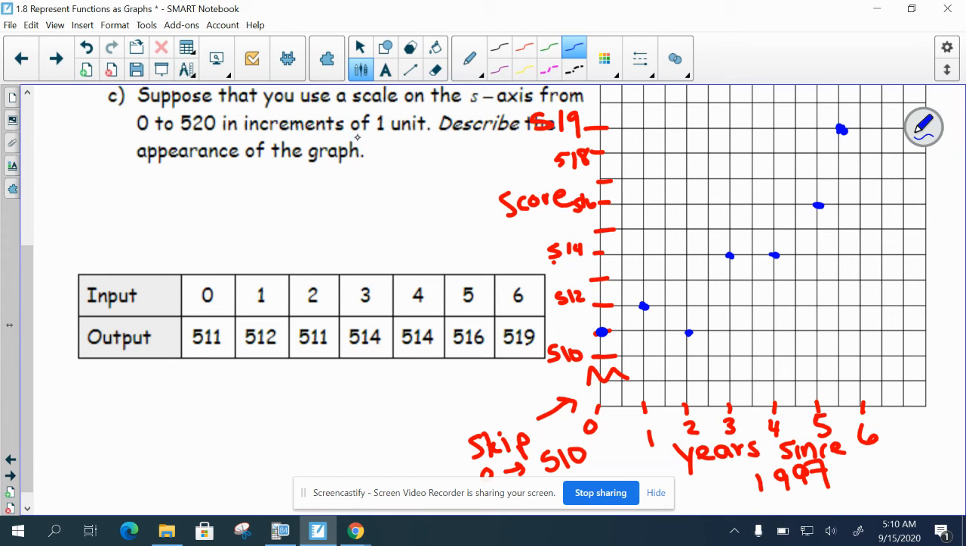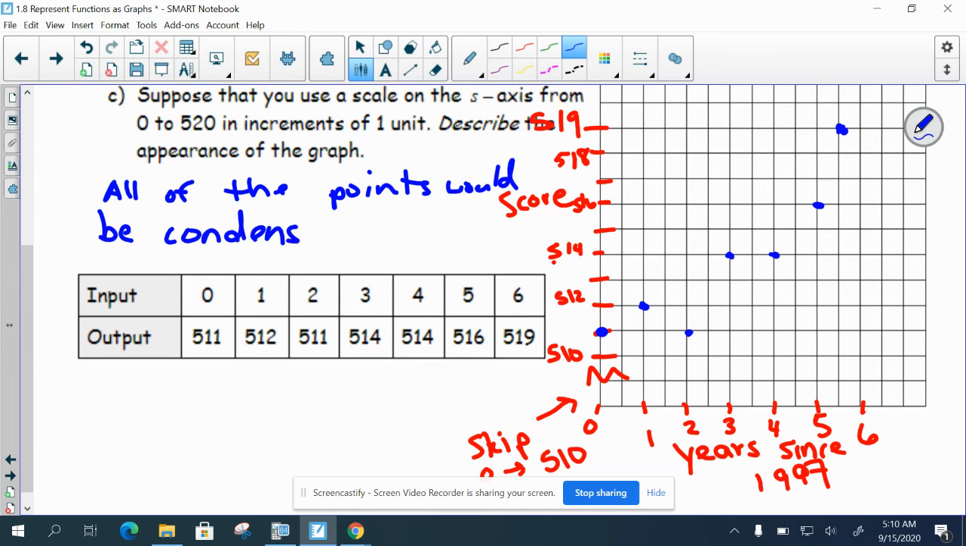Part C says suppose that you use a table, they use a scale on the S-axis from 0 to 20 in increments of 1 unit. Describe the appearance of the graph. So this is what we talked about earlier. All of the points would be condensed at the top. And then you would have a lot of wasted space.